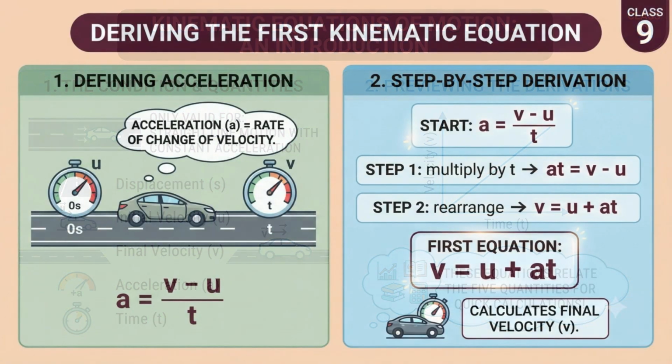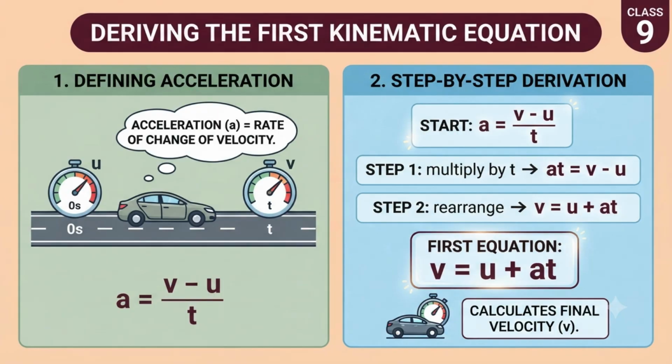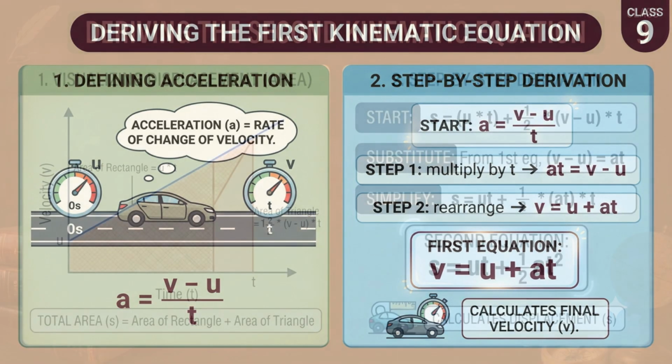First kinematic equation. We already know that acceleration is defined as the change in velocity divided by the time taken. So, acceleration equals final velocity minus initial velocity, whole divided by time. Replacing the symbols, we get a equals (v minus u) by t. Now, multiplying both sides by t, at equals v minus u. Finally, bringing u to the other side, v equals u plus at. This is called the first kinematic equation. It helps us calculate the final velocity of an object when the initial velocity, acceleration, and time are known.